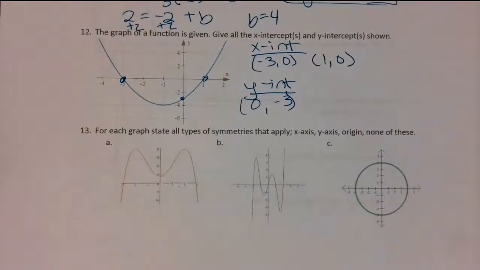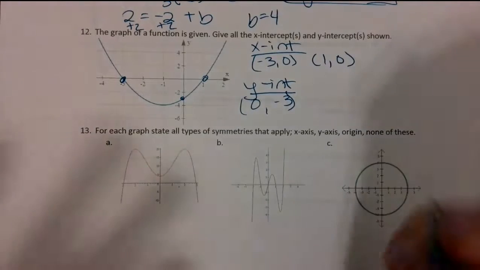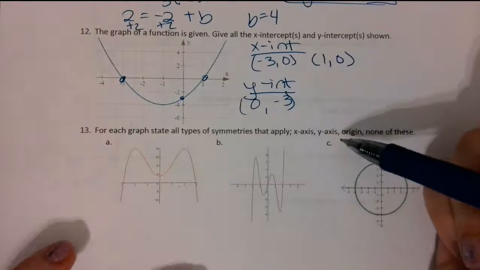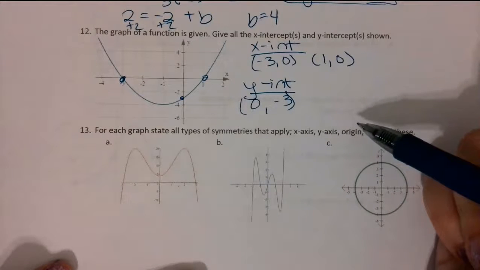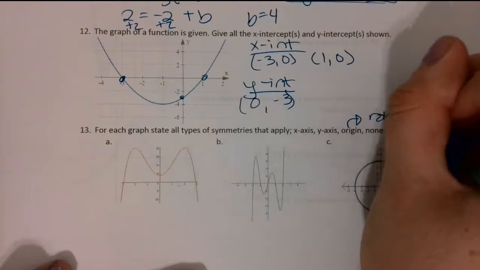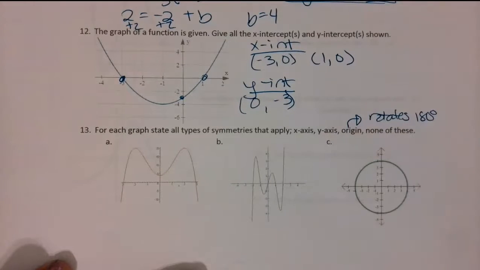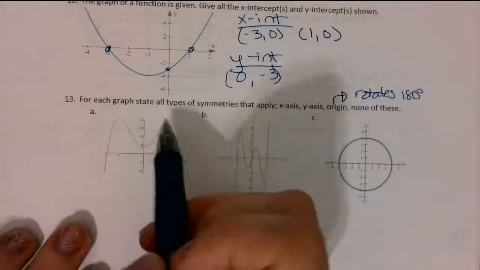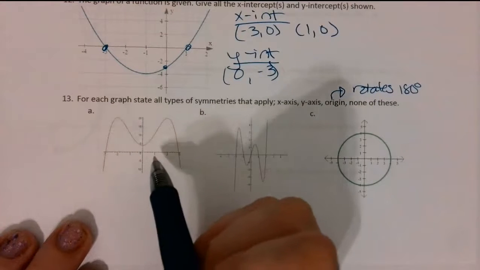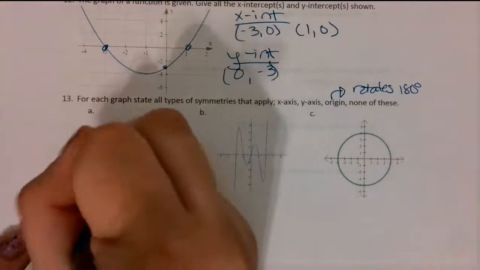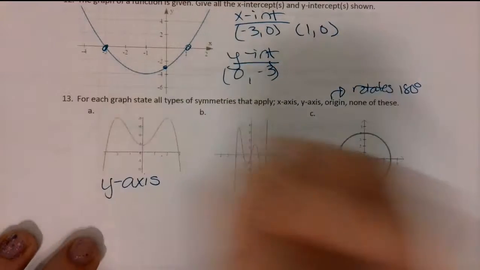Okay. Number 13 wants me to state what kind of symmetries are happening. X-axis means it reflects across the x-axis. Y-axis means it reflects across the y-axis. Origin means it rotates 180 degrees. And none of them means it's not symmetric. So if I take a look at A, if I folded the paper in half right here, it would lay on top of itself. This one is symmetric across the y-axis.